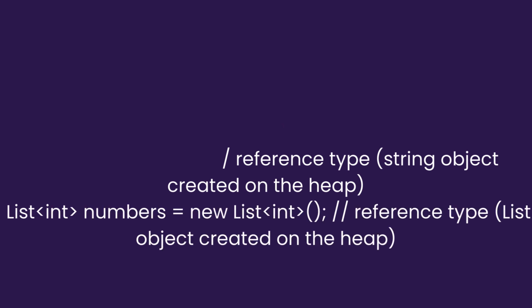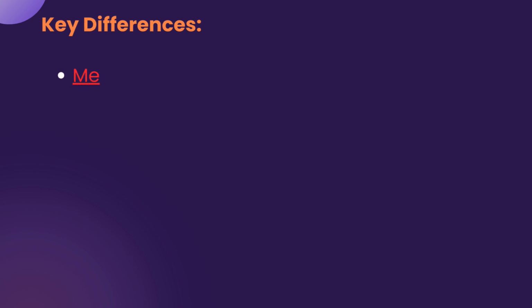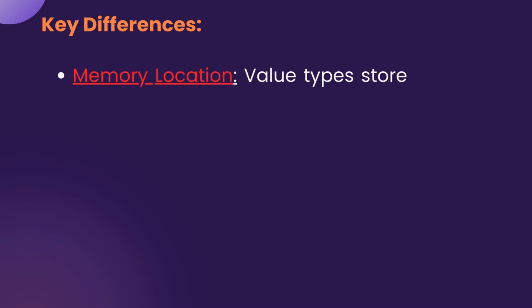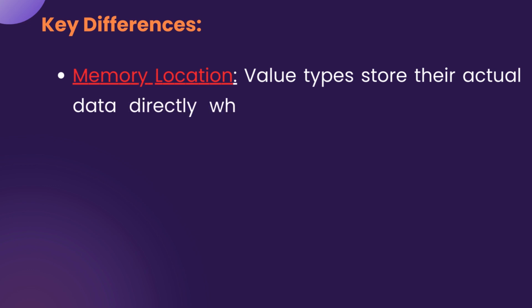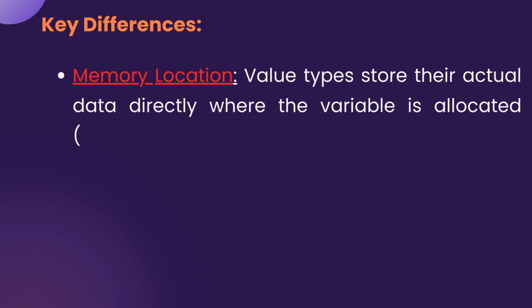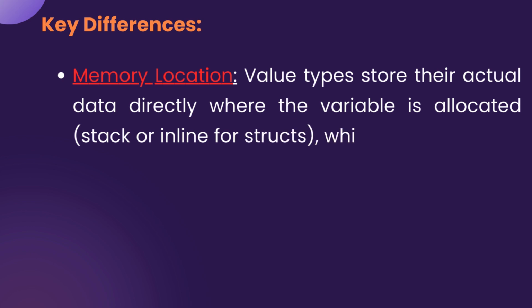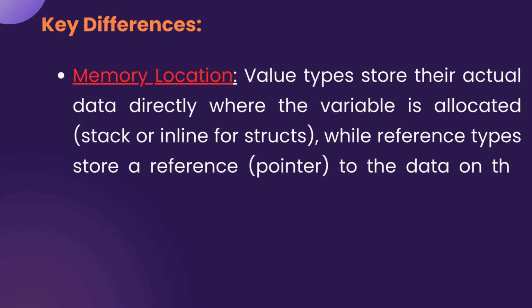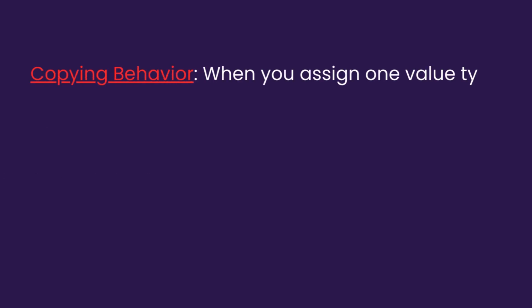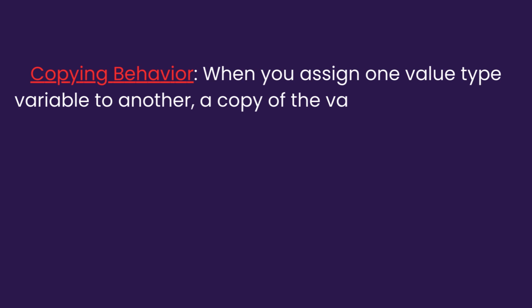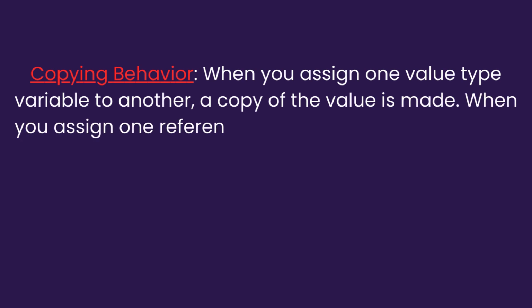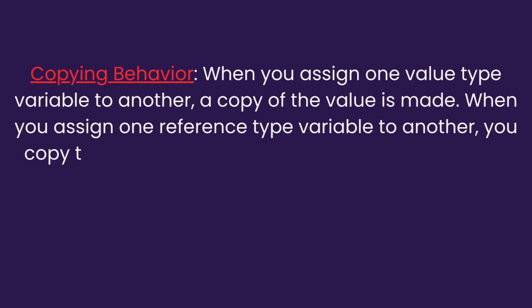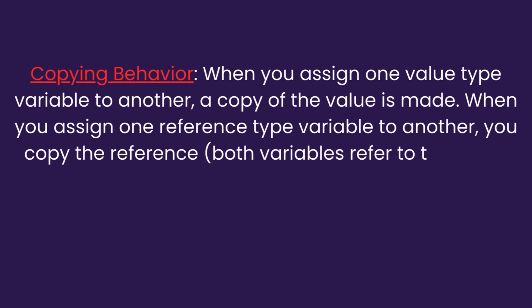Example: string text = "hello"; is a reference type, a string object created on the heap. List<int> numbers = new List<int>(); is a reference type, a list object created on the heap. Key differences: memory location. Value types store their actual data directly where the variable is allocated (stack, or inline for structs), while reference types store a reference (pointer) to the data on the heap. Copying behavior: when you assign one value type variable to another, a copy of the value is made. When you assign one reference type variable to another, you copy the reference. Both variables refer to the same object.